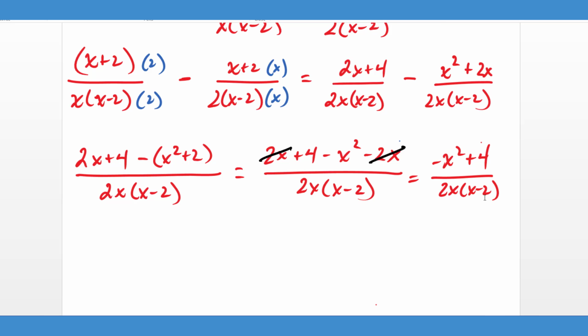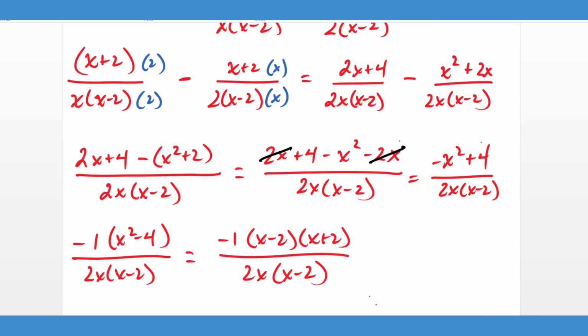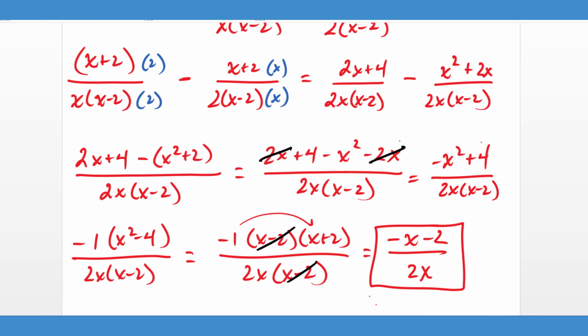Okay, from here we're going to actually take out a negative 1. We're going to factor out a negative 1. And then we can see that this leaves an x squared minus 4, which gives us a simple difference of squares problem. And now we're left with x minus 2's that can eliminate each other. And I'm going to distribute the negative 1 back across there for my final simplification, leaving me with the following expression.